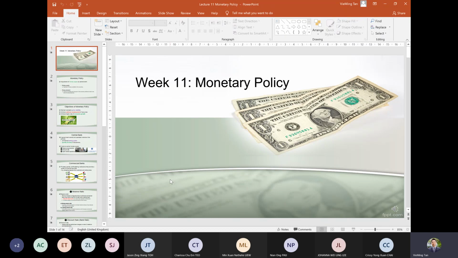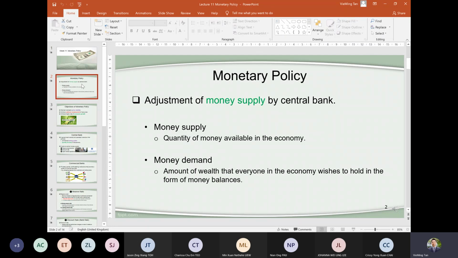Okay, so today we are going to proceed to the next chapter. Again, this is the last chapter for this unit, which is monetary policy. Monetary policy is also one of the policies that can be used by government to control the aggregate demand in the short run as well. How then? What tools can be used?